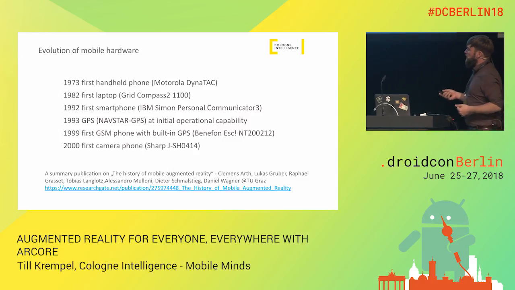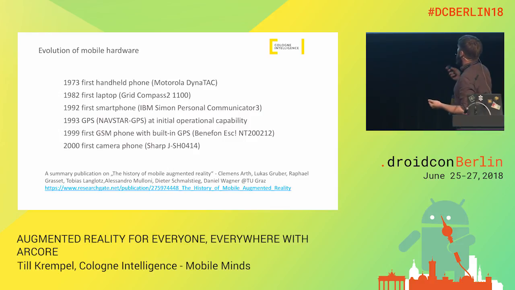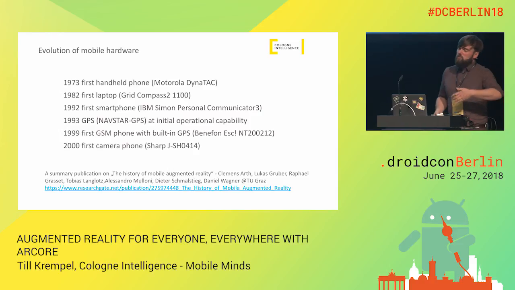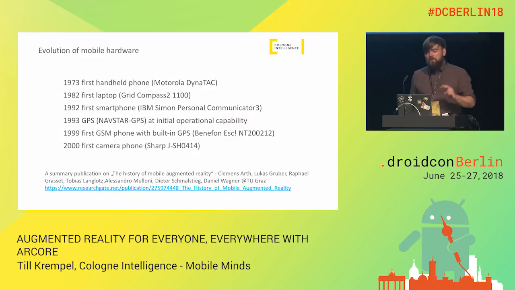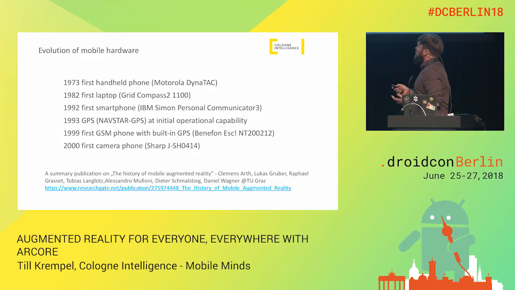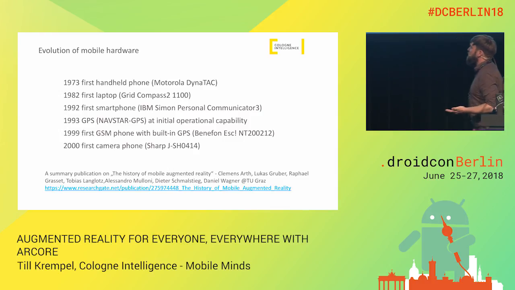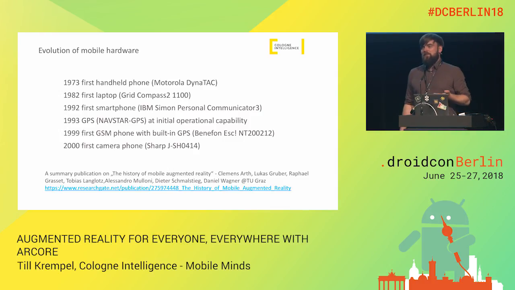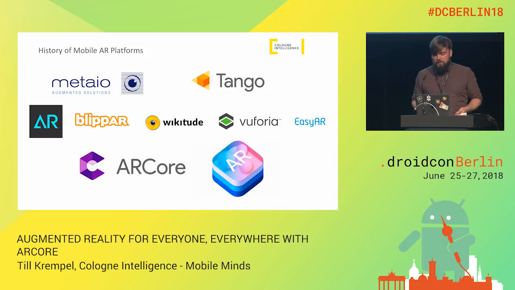I just wanted to point you to a wrap-up paper about the history of mobile augmented reality, because this actually goes way back. It's not something that has come up last year. The key point in this slide is that it hasn't been a long time since the first phone with GPS built in was released, and the first camera phone. It's like 18 years ago that the first phone with a camera was released. If you're interested in the history, just look that up. I will hand out the slides later on.